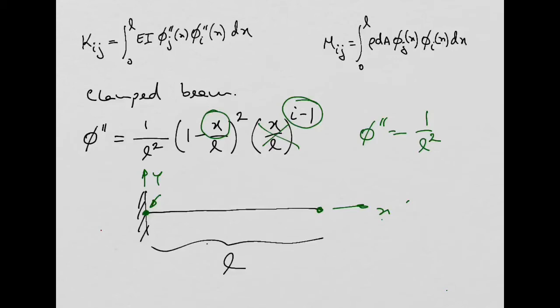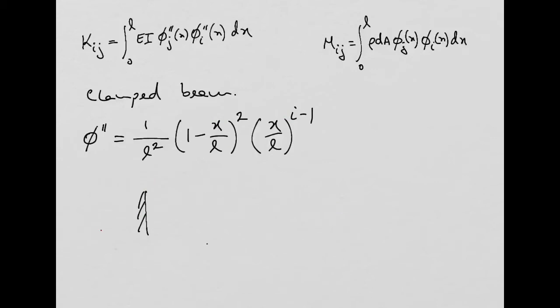So you can see this polynomial function that we selected is based on the boundary conditions. They need to respect the boundary conditions. So we have the problem solved for the second derivative. These are the functions we are going to use. What about the shape functions phi? So we have the second derivative.